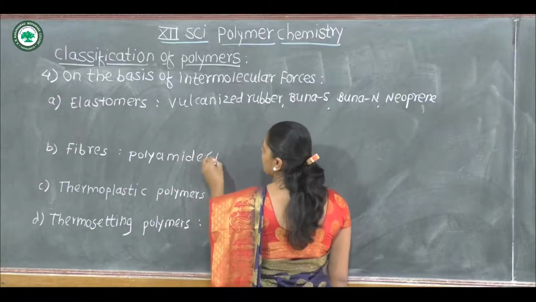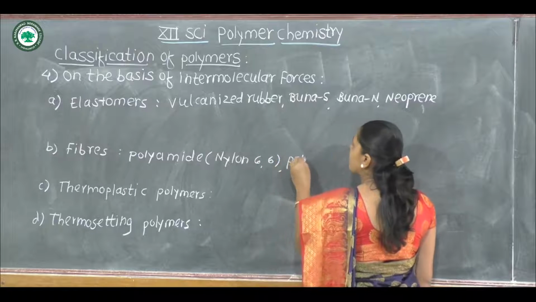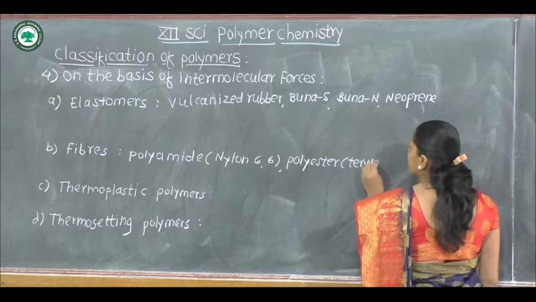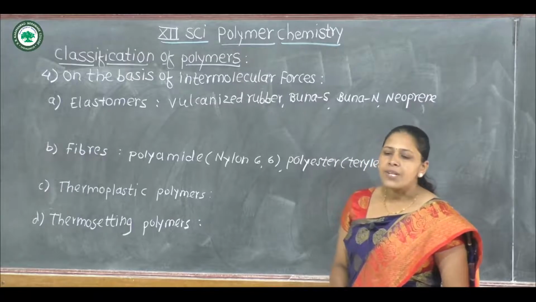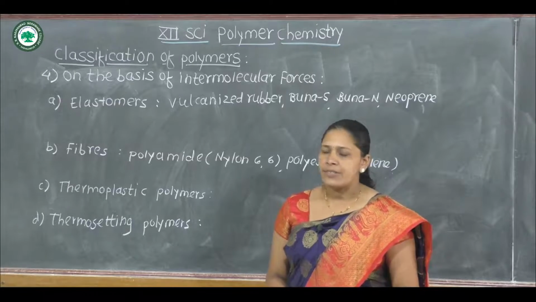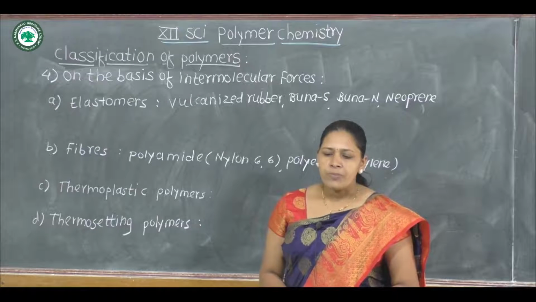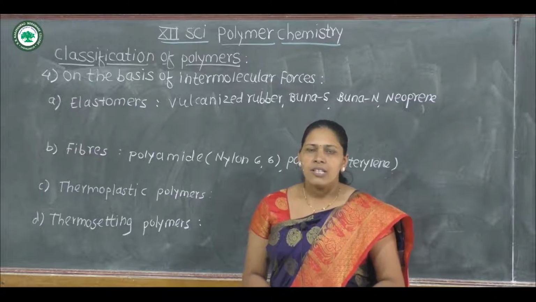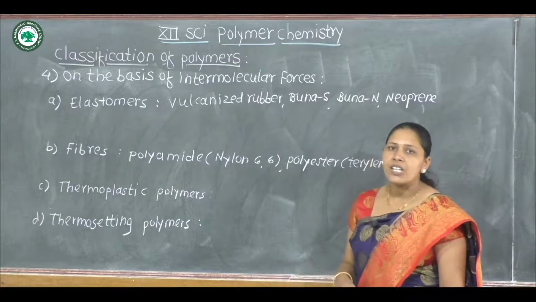Polyamide polymer, example is nylon 66, and polyester polymer, example is terylene. These polymers are called fibers because a polymeric solid which can form thread is called a fiber. This property is due to strong intermolecular forces of attraction such as hydrogen bonding or dipole-dipole forces. Due to these forces, fibers are crystalline in nature.